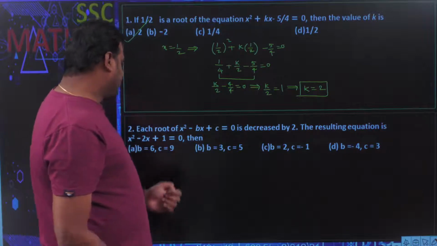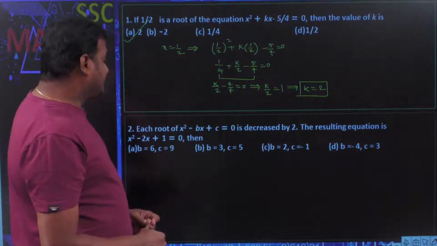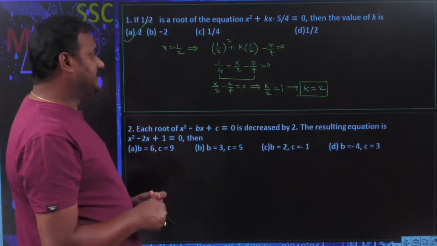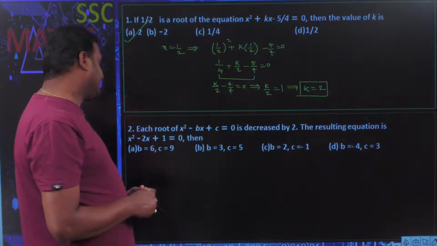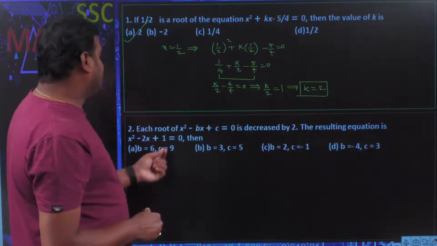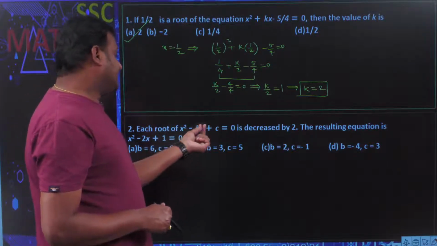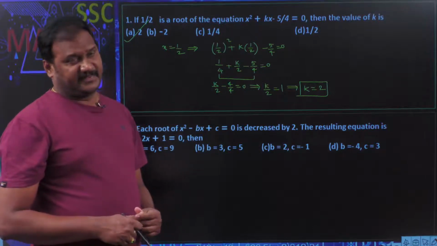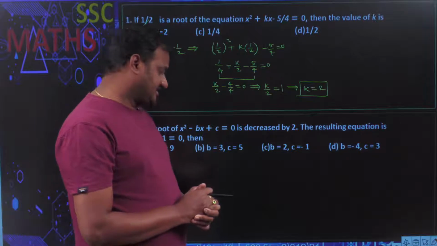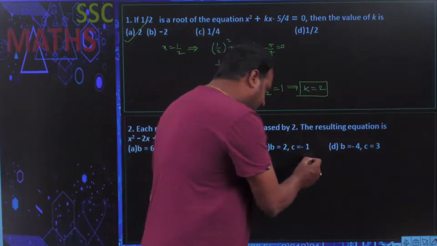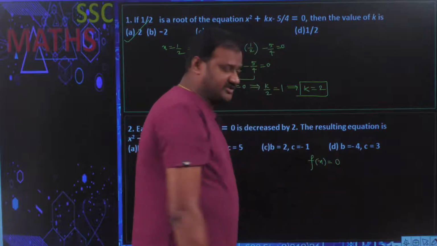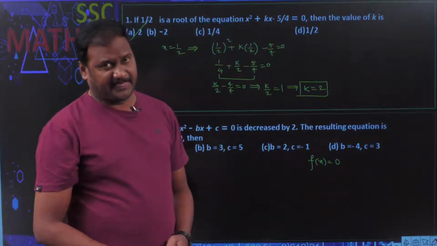Right? Coming to the next problem: each root of x square minus bx plus c equal to 0 is decreased by 2, then the resulting equation is x square minus 2x plus 1 equal to 0. Then what is the value of b as well as the value of c? See, one thing that you will have to understand: f of x is one quadratic equation. f of x is equal to 0 is one quadratic equation.